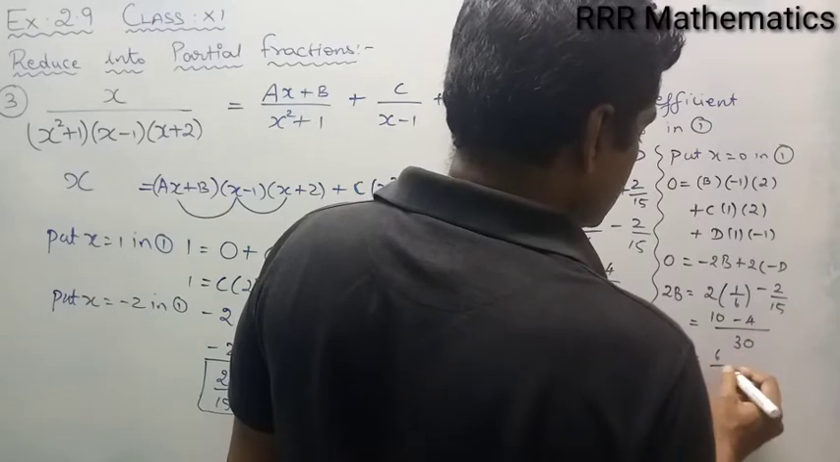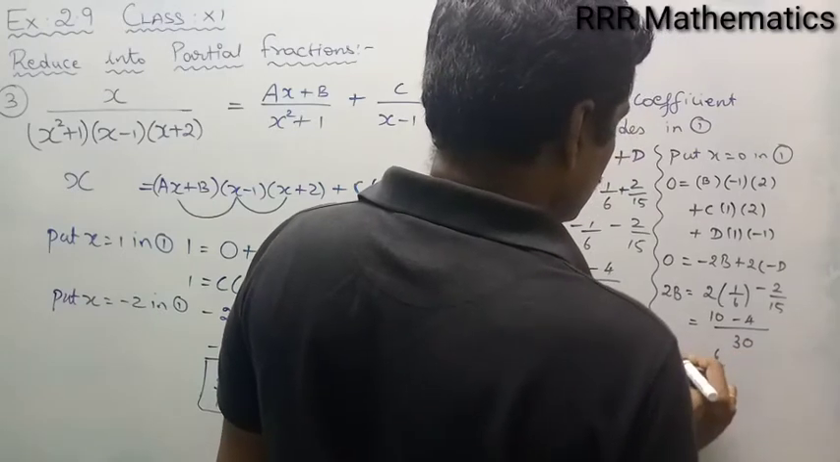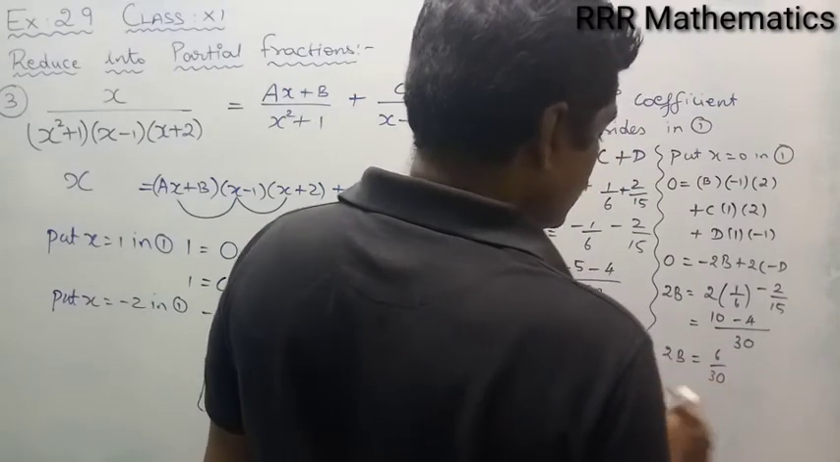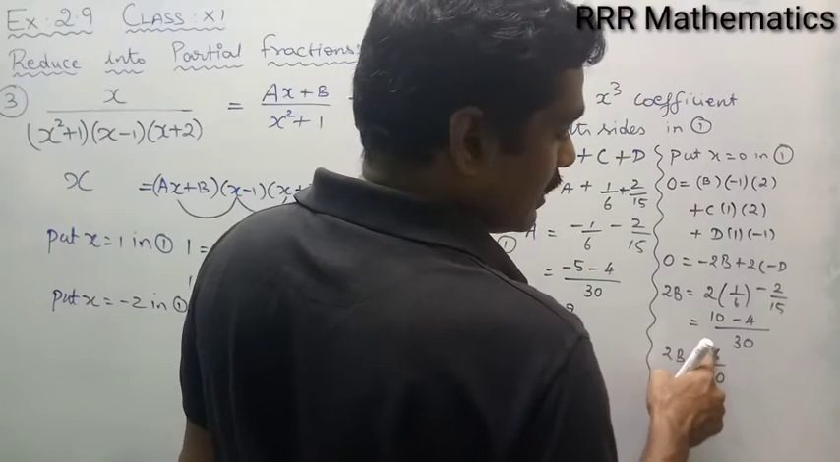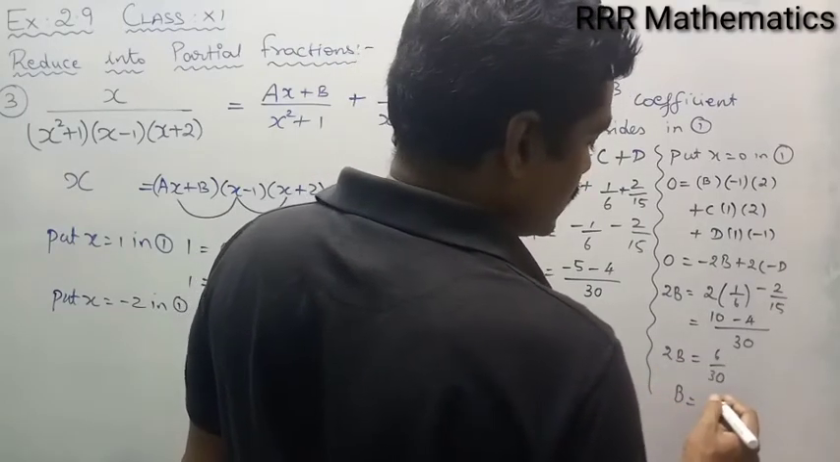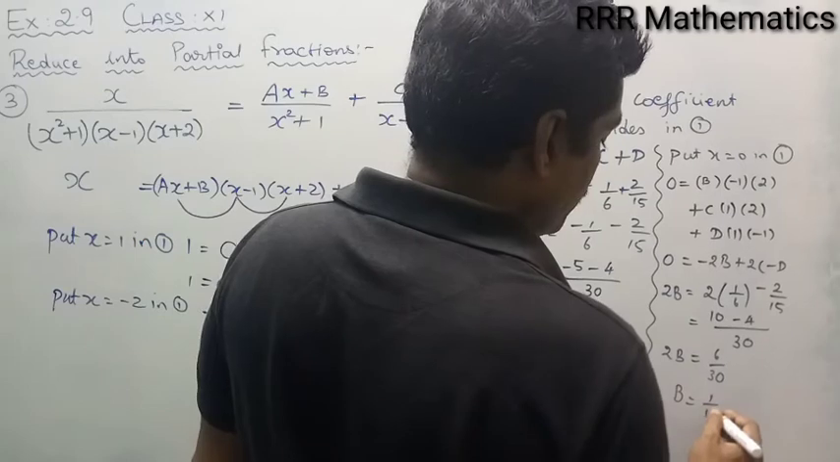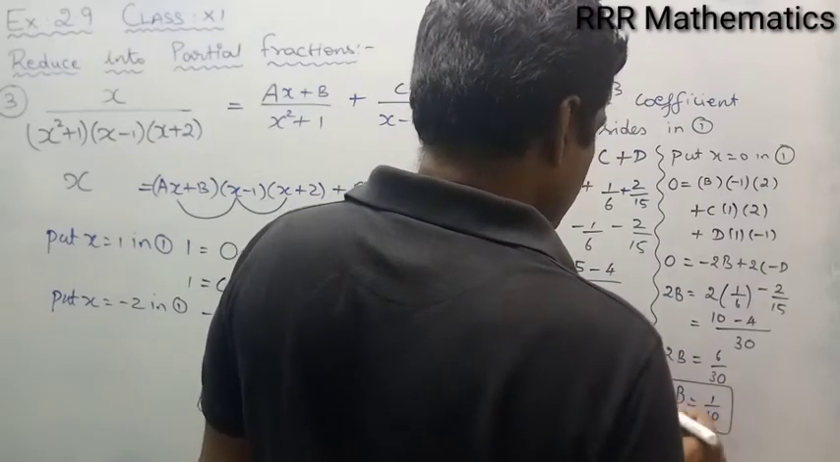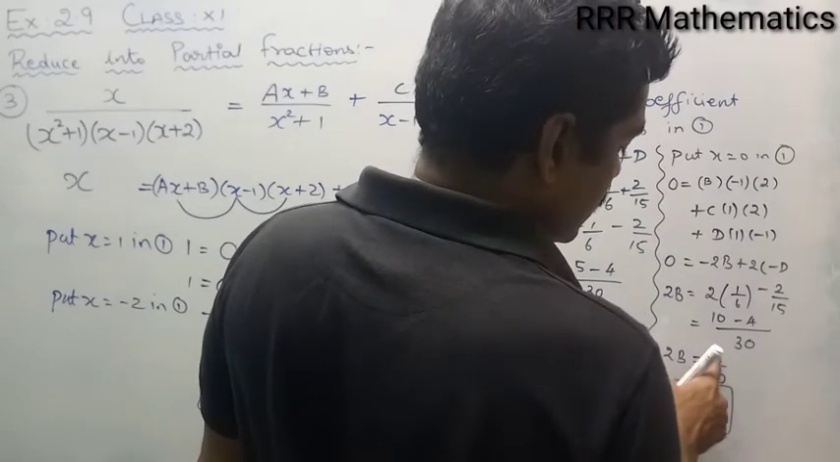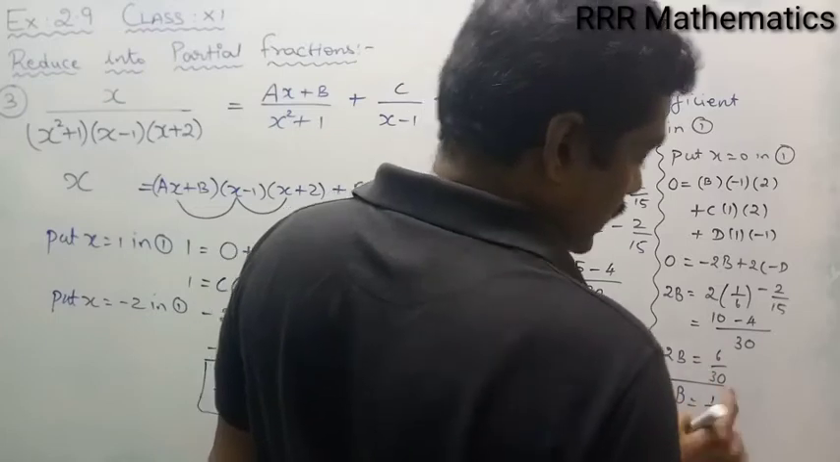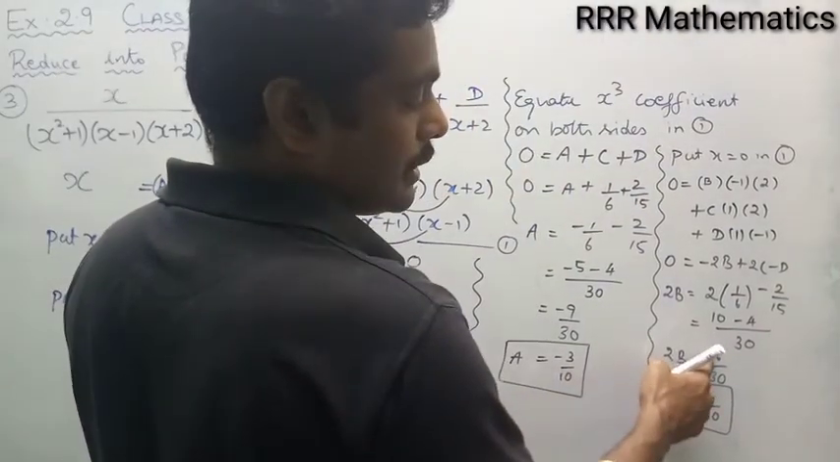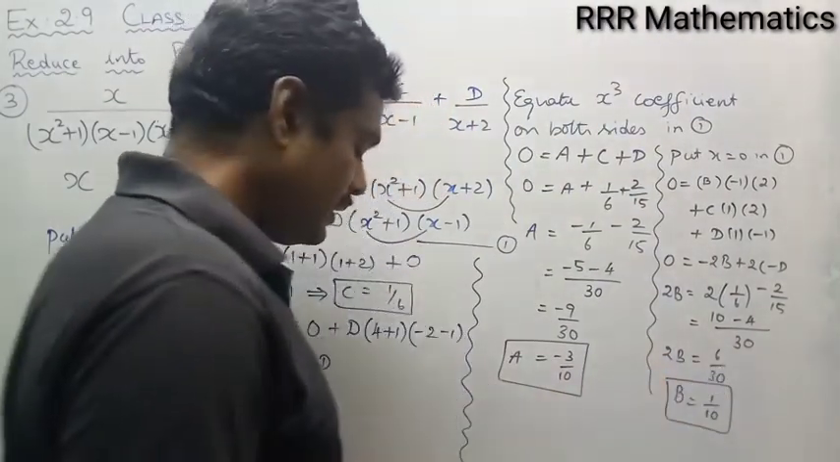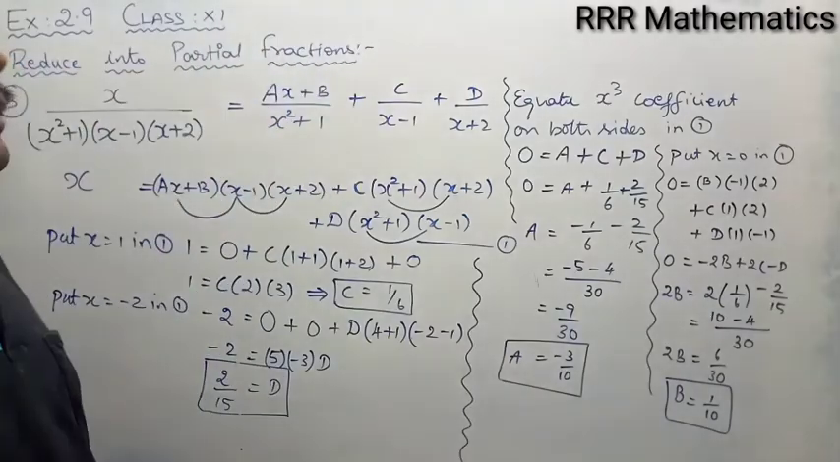It gives 6 divided by 30, 2b. So therefore b: this 2 cancels here 3 times, this 3 cancels here 10 times. So it will be 1 by 10. Got it? This one cancels here 5 times, 5 2s are 10. Anyway, we will get the value of b as 1 by 10.